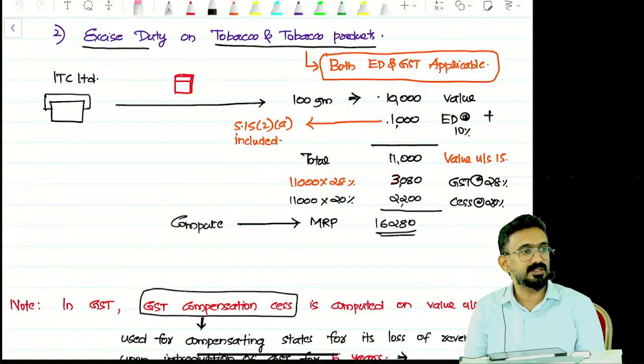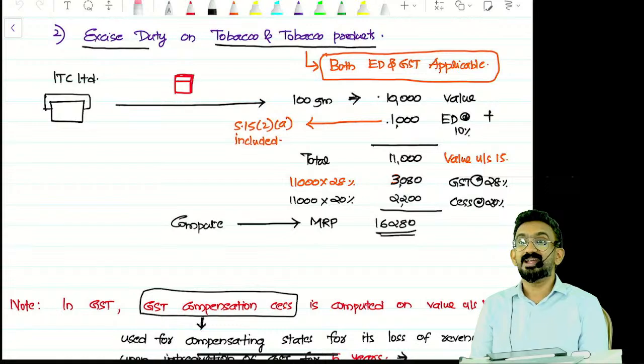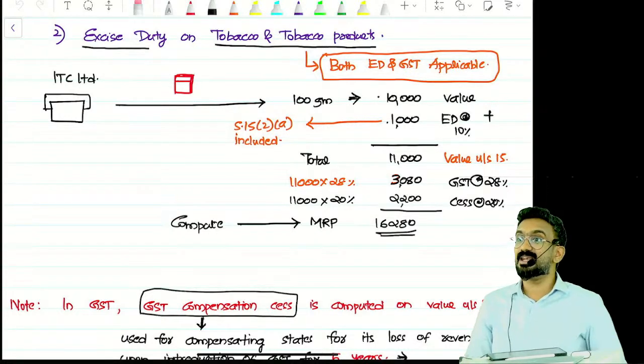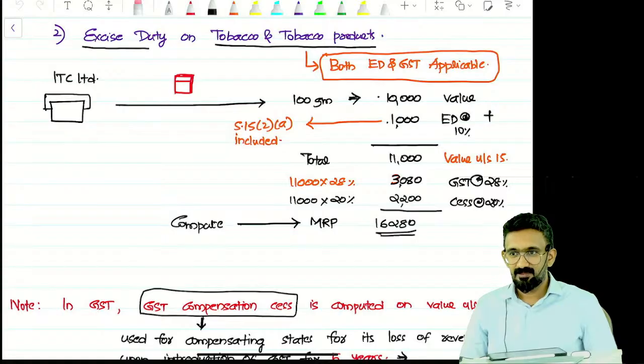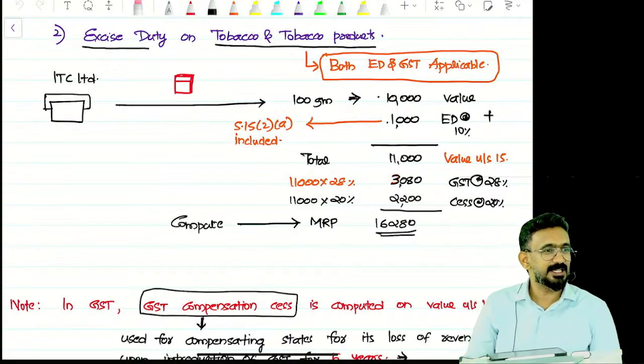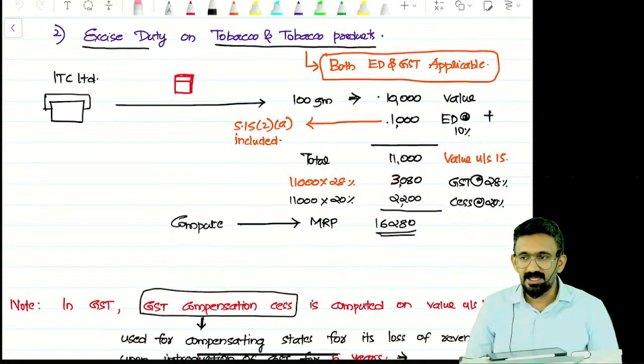Example number two: apart from GST, what other taxes are still applicable? Excise duty, on what? Tobacco and tobacco products. Tobacco and tobacco products are called demerit products, products which should have a very high rate of taxes. So what has the government decided to do? To keep the excise duty on tobacco, still levied.